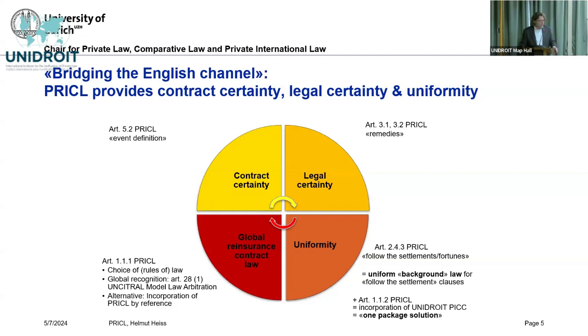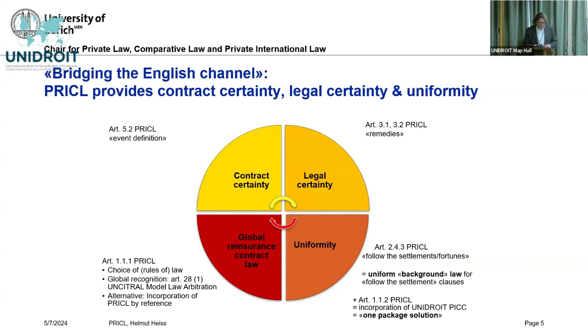What is not yet happening is that the industry would just plainly choose the PRICL as the governing law. In that respect, they still wait because they prefer the devil they know, even if the devil is more evil than the devil they don't know. They want to just wait and see for the time being, but we are in contact with them and we are disseminating the ideas and trying to bring them to choose the PRICL.